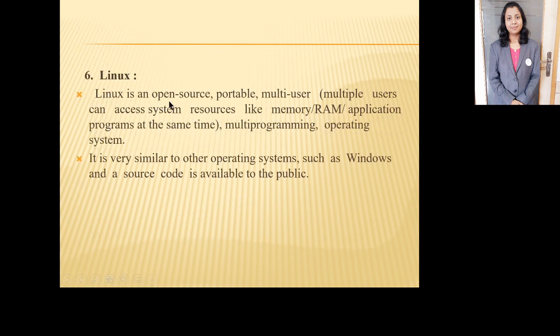Next is Linux, the last one. It's an open source operating system. It is portable and multi-user. Multiple users can access system resources like memory, RAM, and application programs at the same time. That is called a multi-user, multi-programming operating system. It is similar to other operating systems such as Windows, but the source code is available to the public because it is open source. Windows is closed source. So these were the operating systems which are available for personal computers.